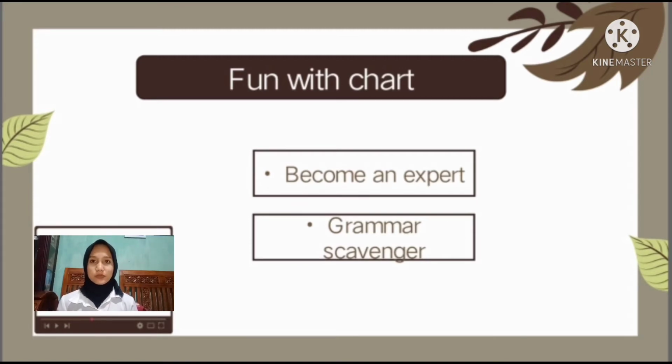For become an expert, you can follow these steps. First, make a copy of the grammar chart you are teaching or reviewing. Then, cut the chart into sections, for example, the rules and examples. Next, as students come into class, hand them a piece of the chart. When the class begins, have students find their chart partner, and they are now the experts on that portion of the chart.